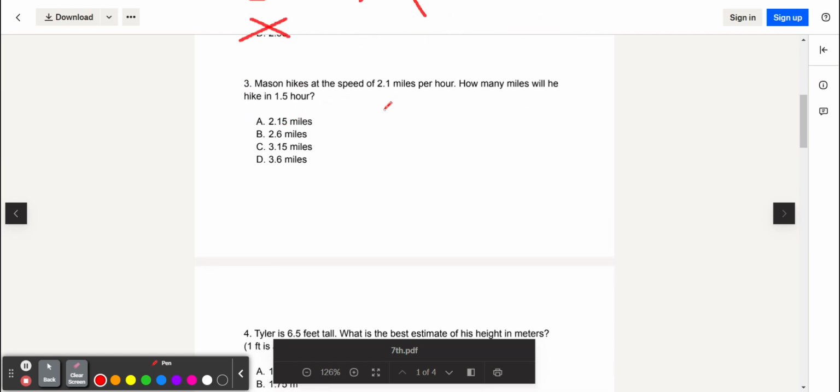Next, Mason hikes at the speed of 2.1 miles per hour. How many miles will he hike in 1.5 hours? So he goes 2.1 miles per hour, and it's 1.5 hours. So now we just multiply, and our final answer is 3.15 miles, which is C.